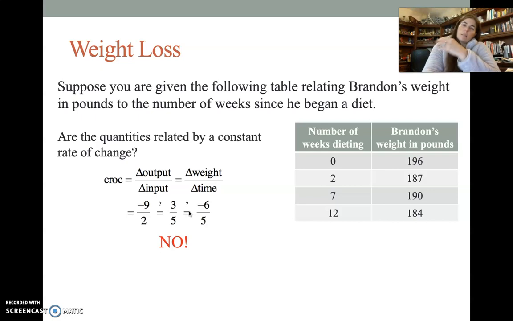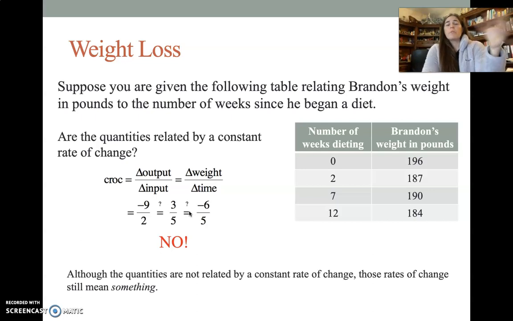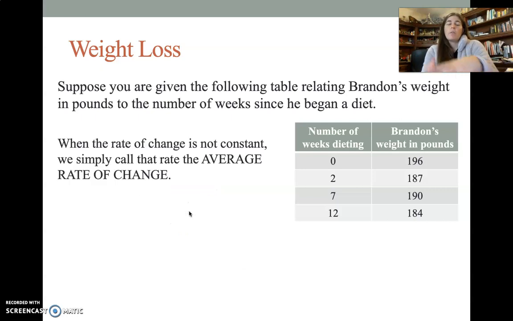So this is the case in a lot of life. We don't have a constant rate of change. Oh no, we can't do anything. That's not true. So even though those quantities aren't related by a constant rate of change, the rates that we're finding still mean something. And so essentially, when that rate is not constant, the rate of change that we're finding, we call the average rate of change.